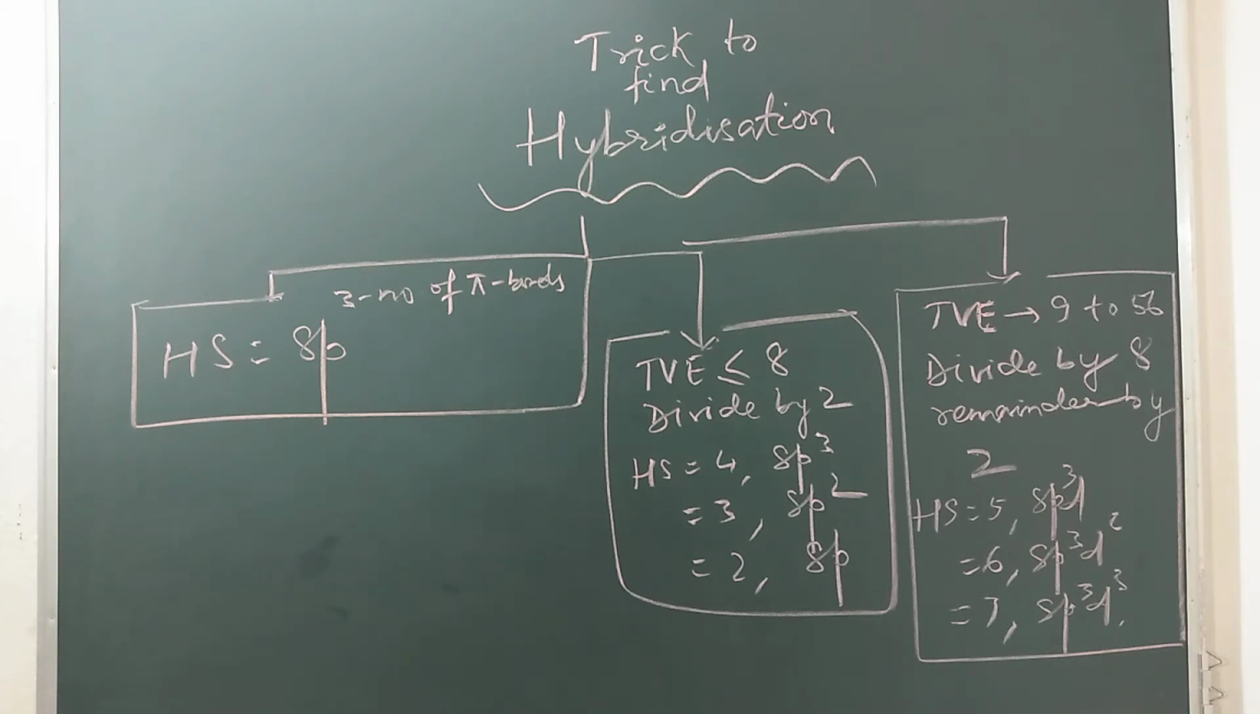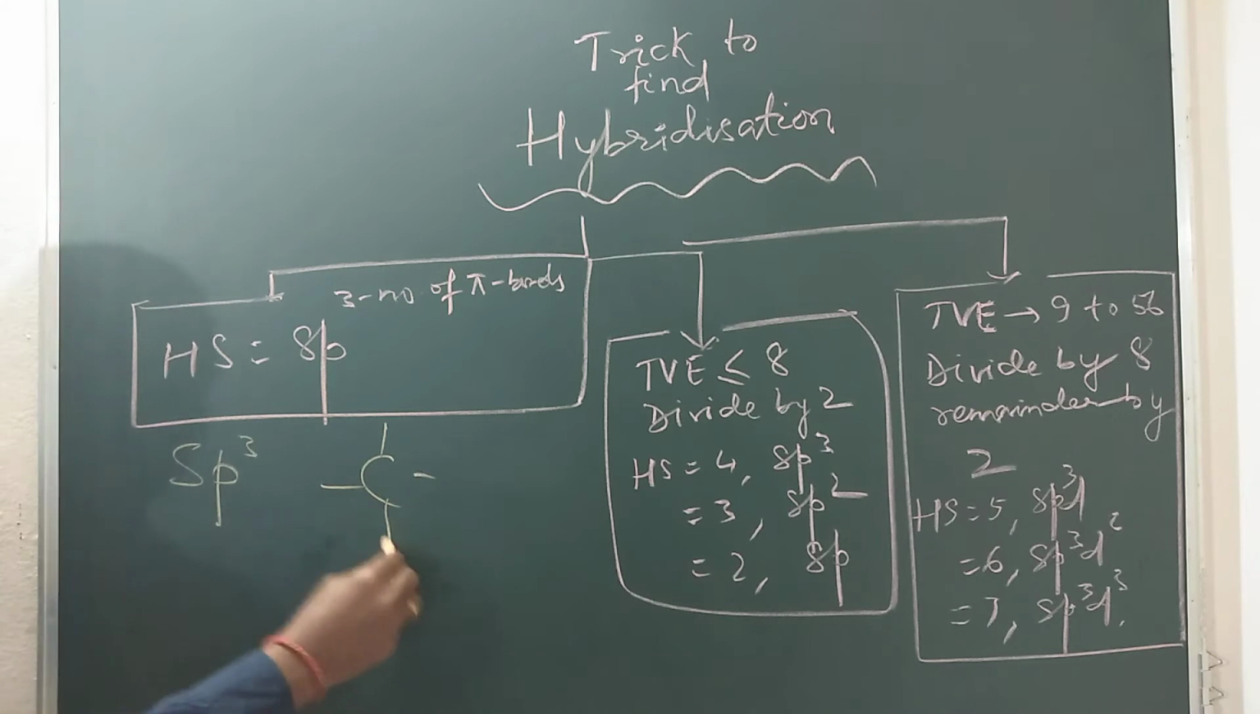Like if you have a single pi bond around the carbon, then you think that its hybridization will be sp3 minus 1, that is sp2. If you have 2 pi bonds around the carbon, then it will be sp3 minus 2, that is sp. And if you have no pi bond, then it is regarded as sp3. So let's see.